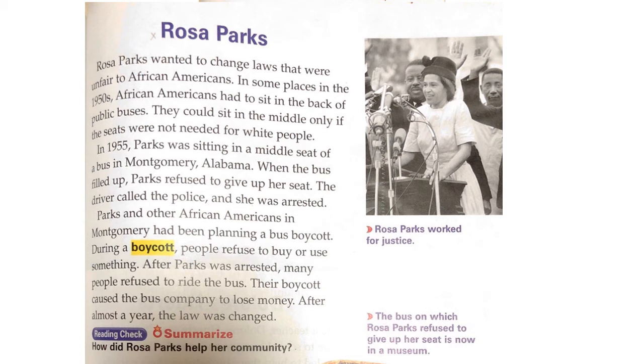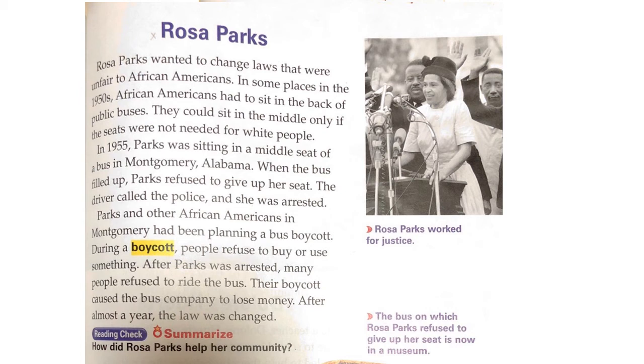In 1955, Parks was sitting in a middle seat of a bus in Montgomery, Alabama. When the bus filled up, Parks refused to give up her seat. The driver called the police and she was arrested. Parks and other African Americans in Montgomery had been planning a bus boycott. Now here, I want you to focus on the definition of a boycott. You should be able to define it. So what's meant by boycott?